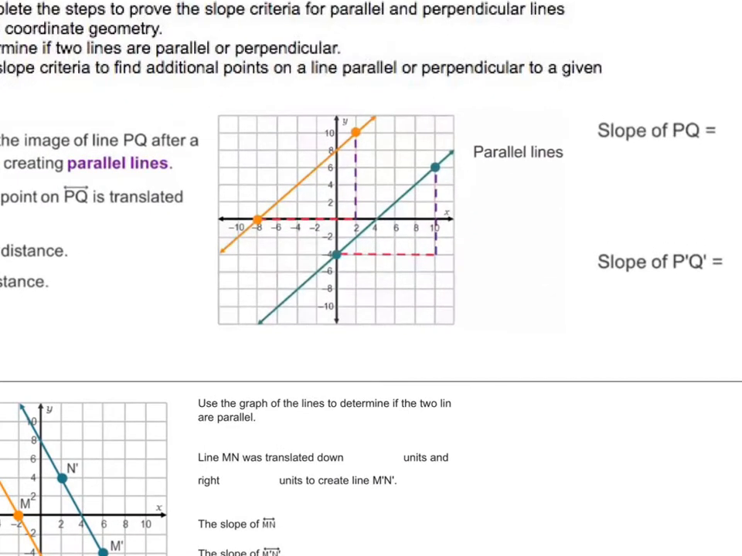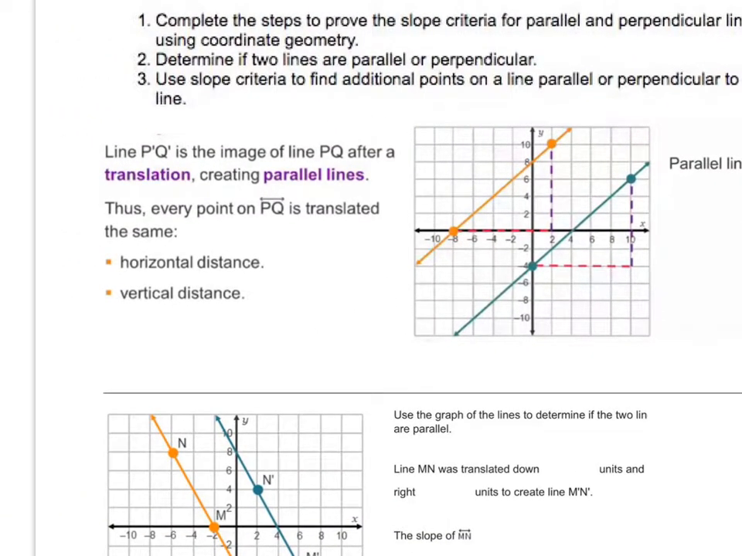So, if we take a look at this, I've got this line P prime Q prime and line PQ. Let's call this line PQ here, and we'll call this line P prime Q prime. What we've done is we've translated this line, shifted it over a few units, okay? And when you translate a line, you get a parallel line. Once you take a line, copy it and move it over, you get another parallel line.